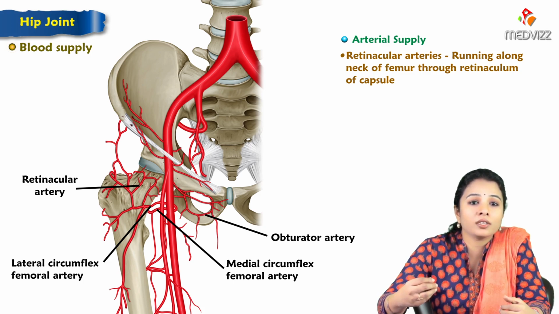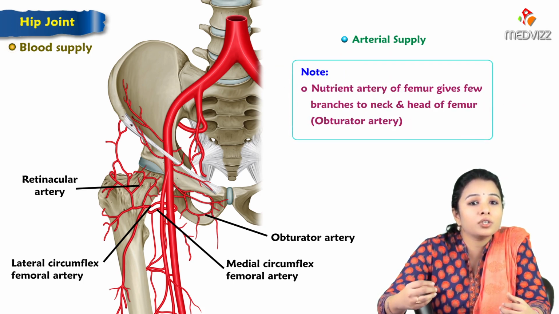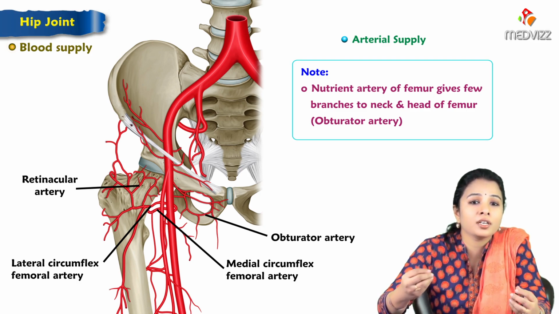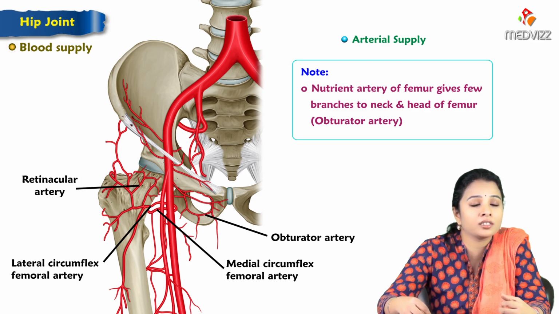Also, one thing we have to note here, the nutrient artery of the femur gives a few branches to the neck and head of the femur as well. That is, the obturator artery gives the nutrient branch which supplies the head as well as the neck of the femur.